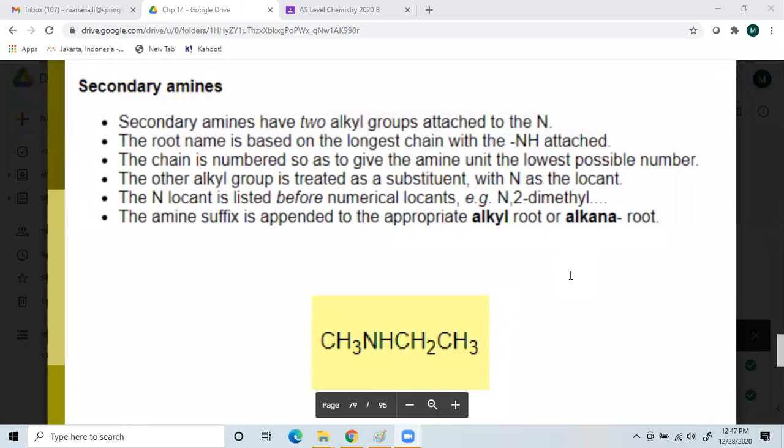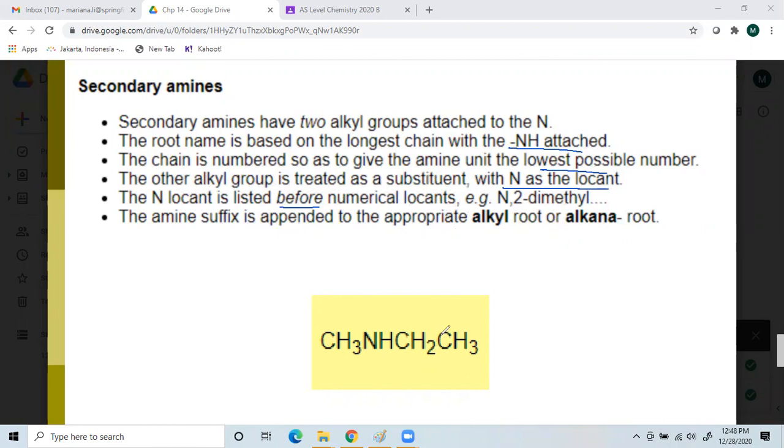Okay, for secondary amine, once again it has two alkyl groups attached to N. The root name is based on the longest chain with the NH attached. The chain is numbered so as to give the amine the lowest possible number. The other alkyl group is treated as a substituent with N as the locant. The N locant is listed before numerical locants, e.g. N,2-dimethyl. The amine suffix is appended to the appropriate alkyl root or alkene root.